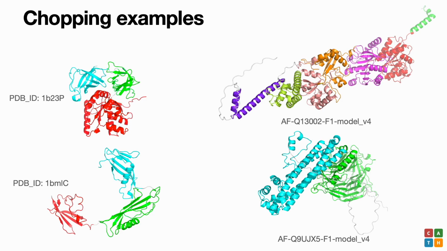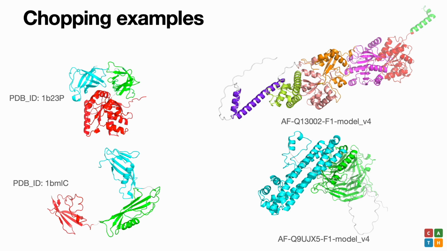So these are some chopping examples. As you can see here, the ones on the left are PDB domains. This is one of the advantages of not having to rely on PAE data, that we can run it also on PDB structures. But the ones on the right are AlphaFold models. As you can see here, these are what we would call problematic cases that will take some of our manual curators to have a look at.